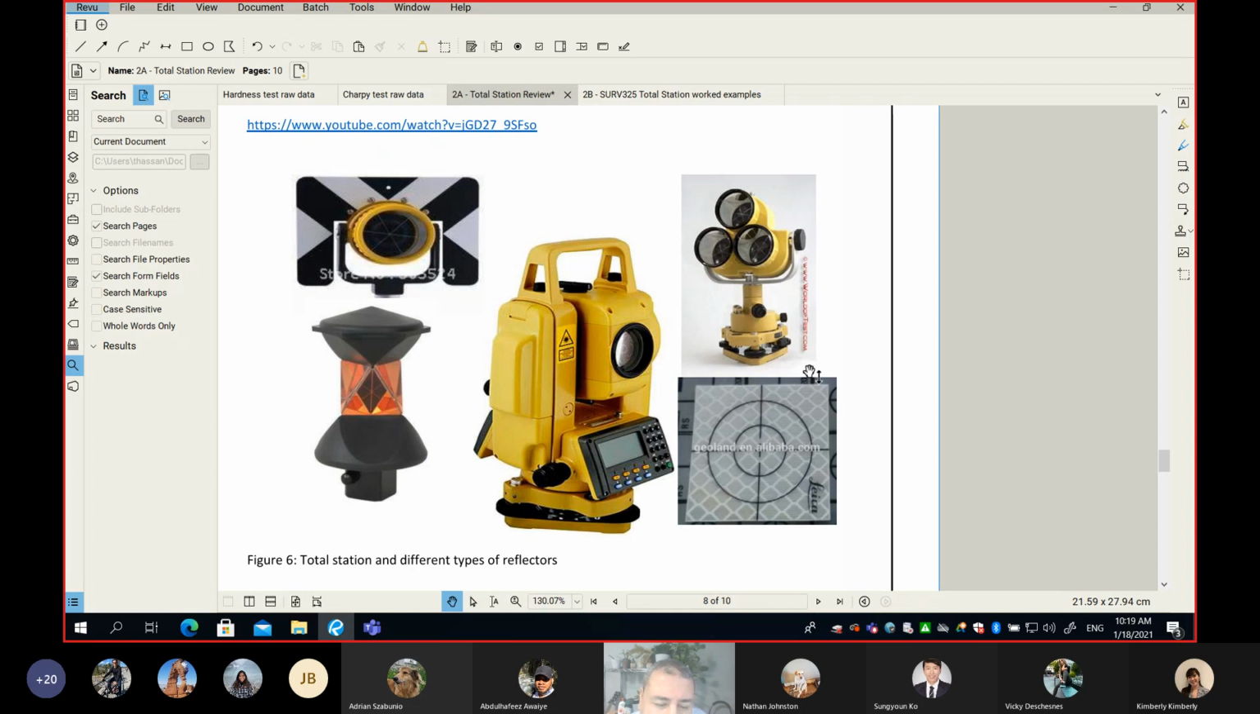Can I get some input, please? I need some help. So I'm asking you. Which combination do you think is more accurate? To have a single prism with a rod, or this combination here on top of a tripod? Which one will give you a more accurate measurement? I need some help, please.